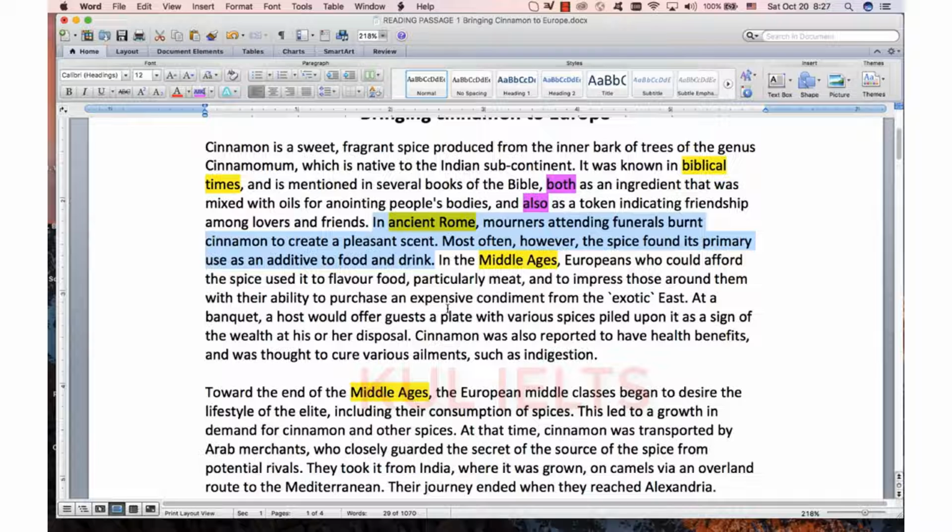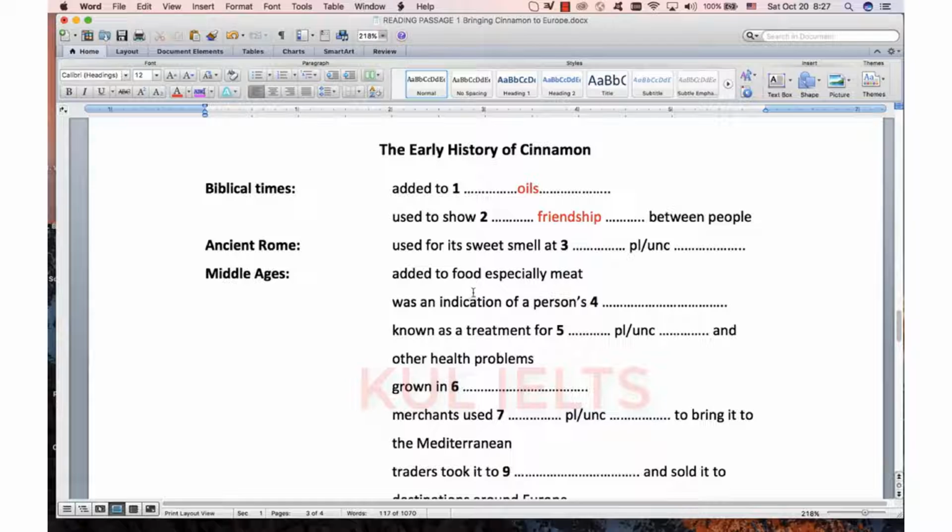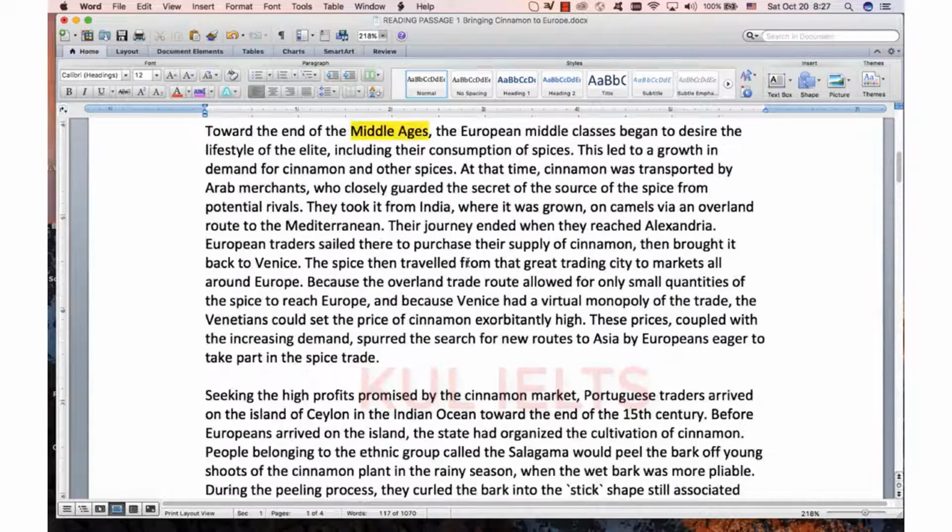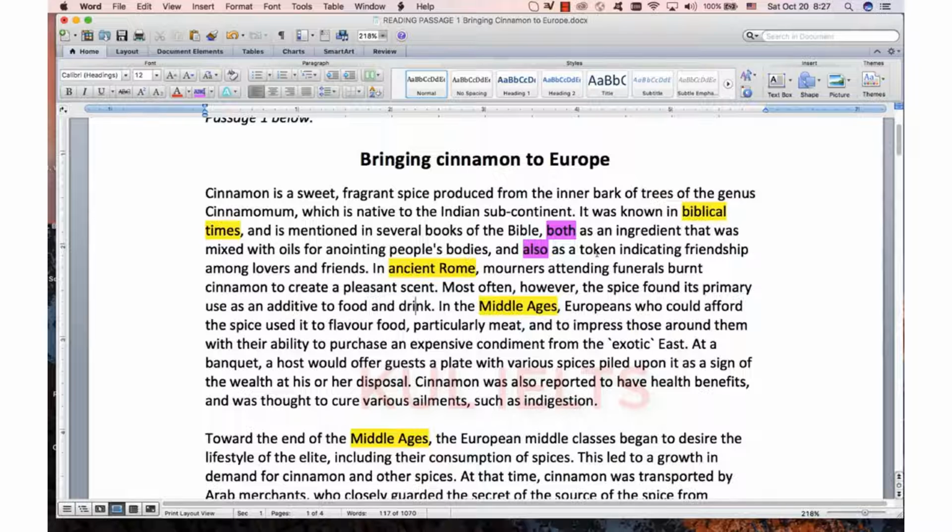It's just vocabulary. And it's vocabulary you should know. I mean, pleasant, you know the word pleasure. It means something nice, something positive. And I don't know if you know, but scent means smell. So sweet smell is there. So what else did they say? It was used for its sweet smell at. Again, we're looking for plural. Mourners attending funerals burnt cinnamon to create a pleasant scent.